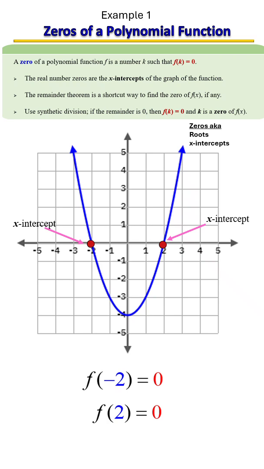Now, the remainder theorem is a short way to find the zeros of a function when you're not given a graph. All you have to do is simply use synthetic division, and if the remainder is 0, then that means that the number you plugged in, k, whatever it is, is a 0 of that function.